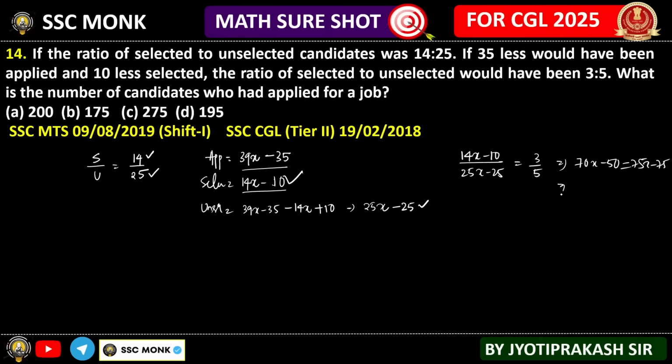Clear? Now what will happen? 75x minus 70x is equal to 5x. 75 minus 50 is equal to 25. X value is equal to 5. If x is 5, what is the number of candidates who applied for the job? That is 39x. So 39 into 5 is equal to 195. Option D is the right answer.